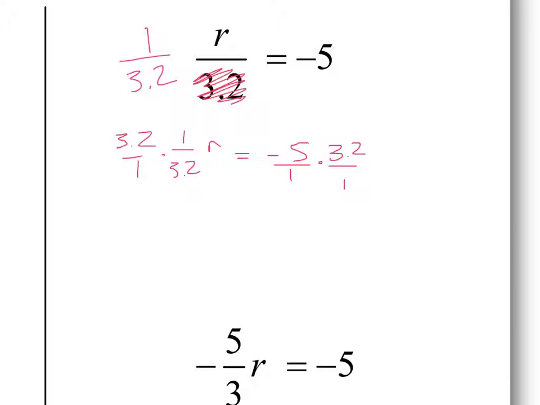Over on the left-hand side, I do my top times top and bottom times bottom. That's going to give me 3.2 over 3.2. Once again, that's multiplicative identity. That's why we know that that times r is going to be equal to r. Simplifying over on the right-hand side, negative 5 times 3.2 is going to give me negative 16 over 1, which is negative 16. Questions about that?